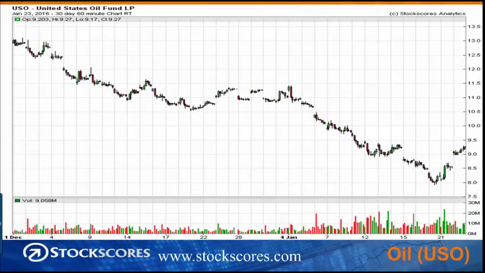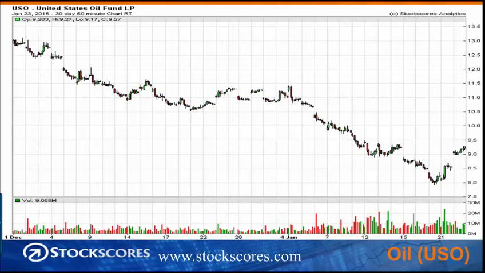So here's the first chart I want to look at. This is the chart of the U.S. oil fund, basically tracks with crude oil. And this is an intraday chart going back 30 days where each candle is 60 minutes. We're just going to draw some lines on here.